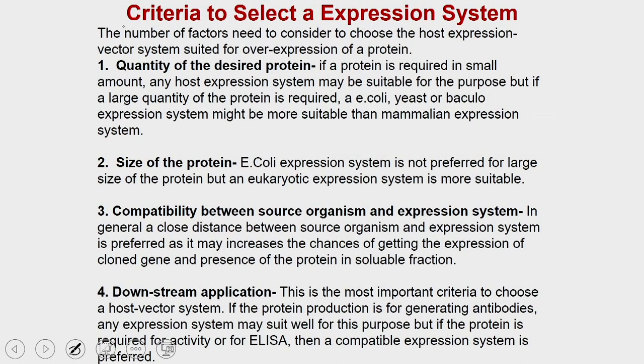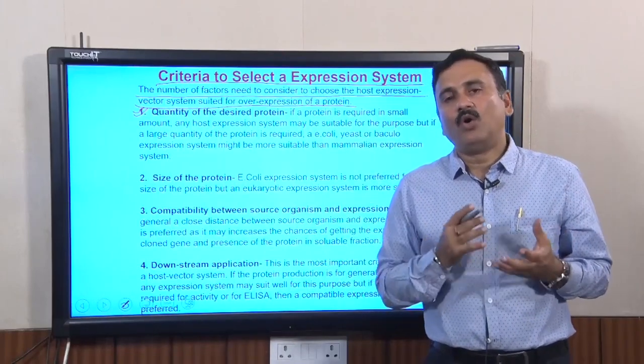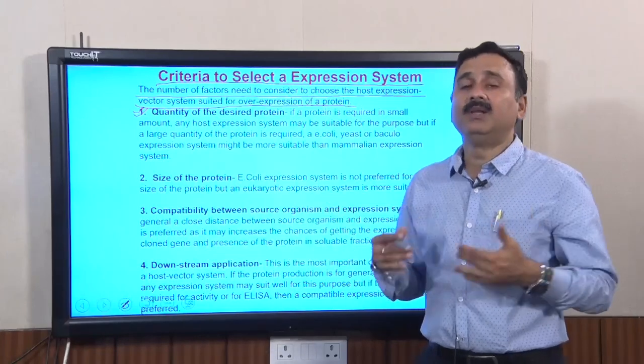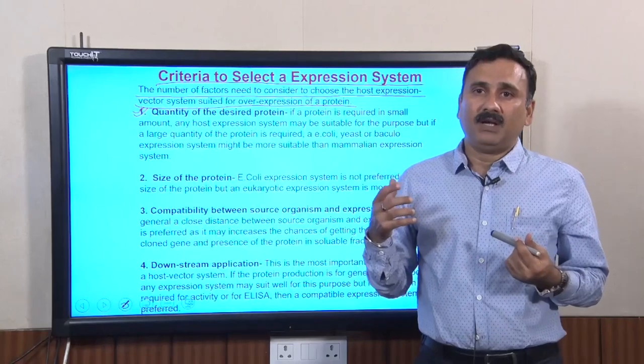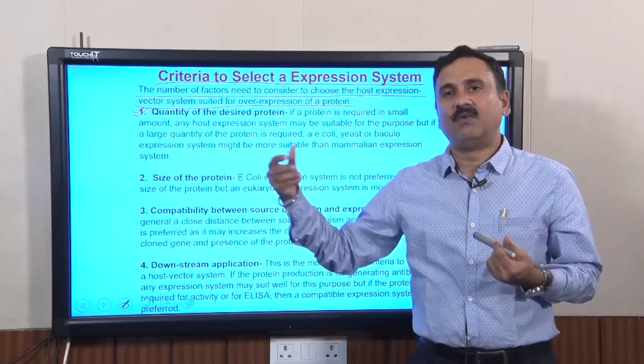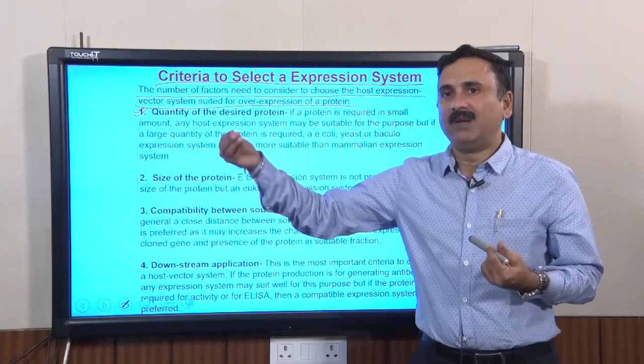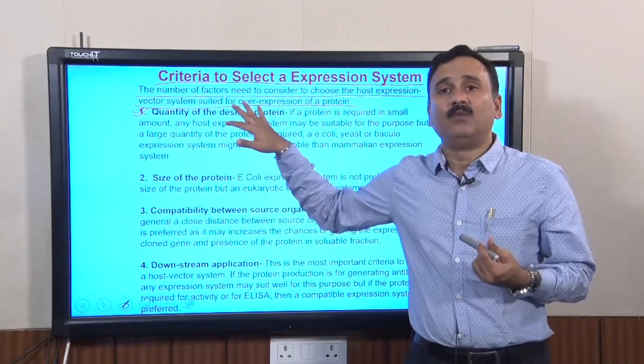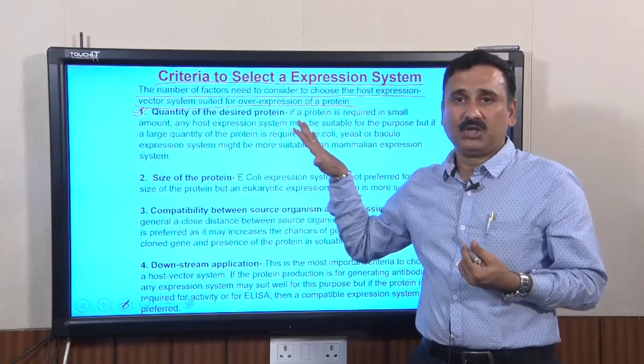Now, for the criteria of selecting an expression system, there are a number of factors which you need to consider for choosing a host expression vector system which will be suited for the overexpression of the protein of your interest. What is the criteria? Number one is the quantity of the desired protein, which means whether you need the protein at microgram or milligram level, or at gram level, because in some cases this protein could be the factor which you are going to use in downstream applications for providing nutrients, or for developing health drinks. In those cases, the protein would be required in grams or kilograms.